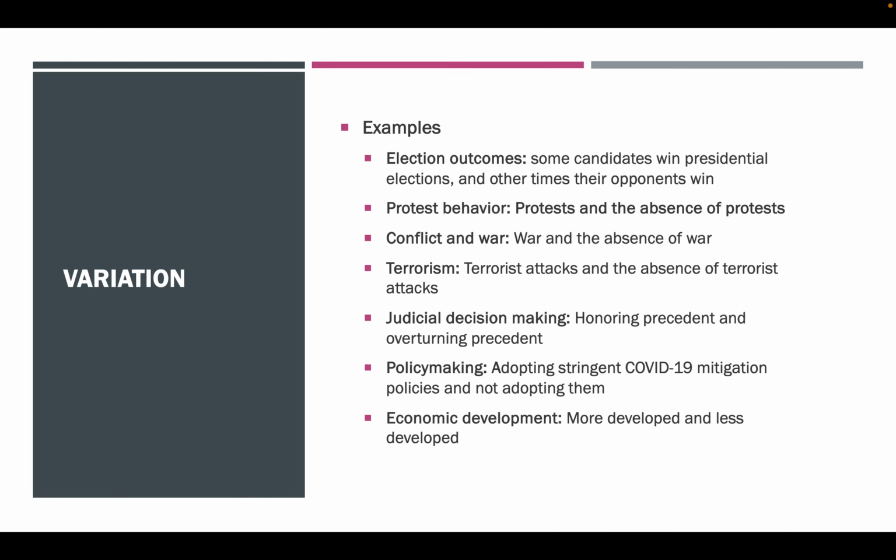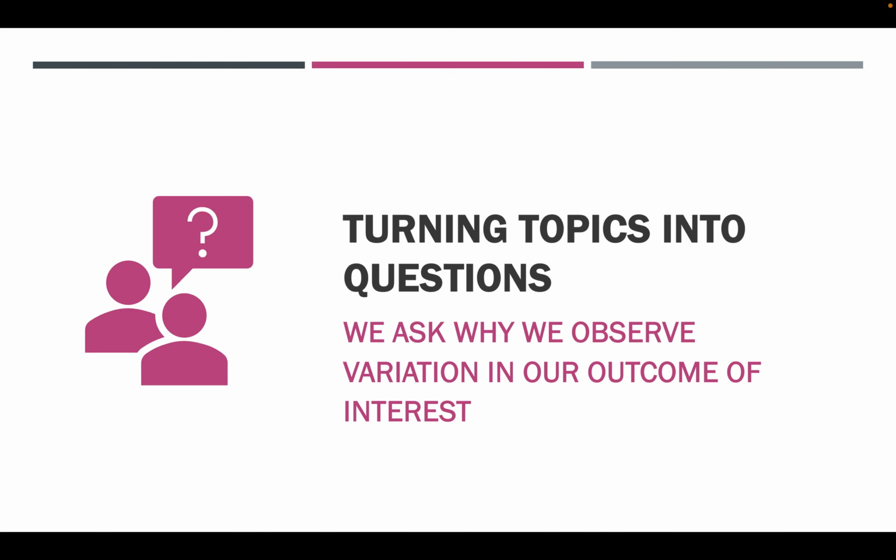But these statements are not enough to construct a study on. They lack a simple thing, a question. We need to ask the why question. Why do we observe variation in our variable of interest, the dependent variable? Only then can we begin to engage in a scientific enterprise in understanding political behavior.